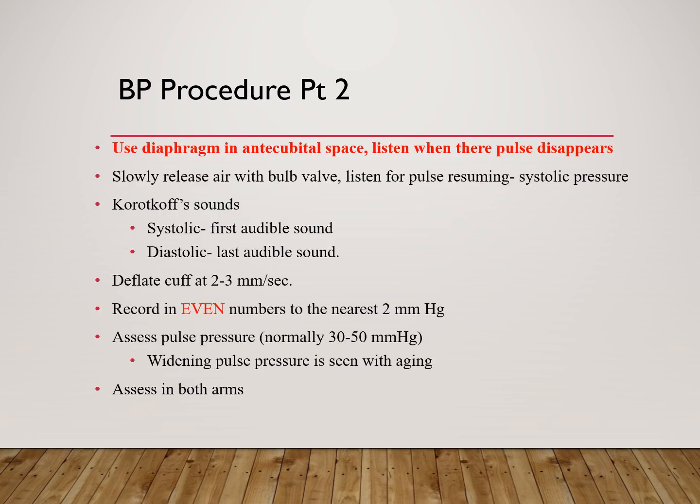Next, you're going to take the diaphragm of the stethoscope and place it in the antecubital space. This is where you're going to listen for the pulse disappearing. Now, you are going to release all the air out of that valve, and we are going to now pump the blood pressure cuff up again while you have your stethoscope in the antecubital space.